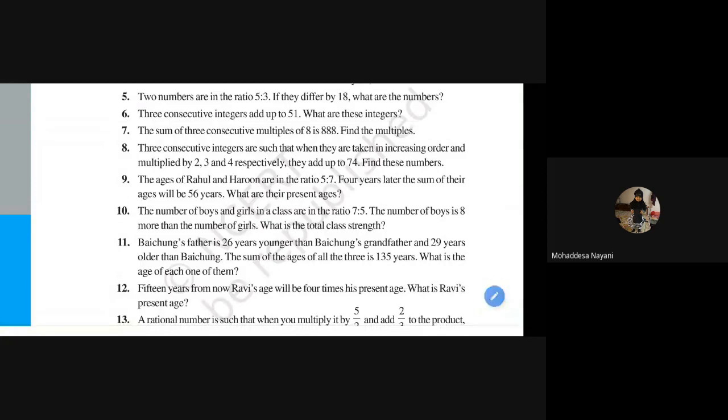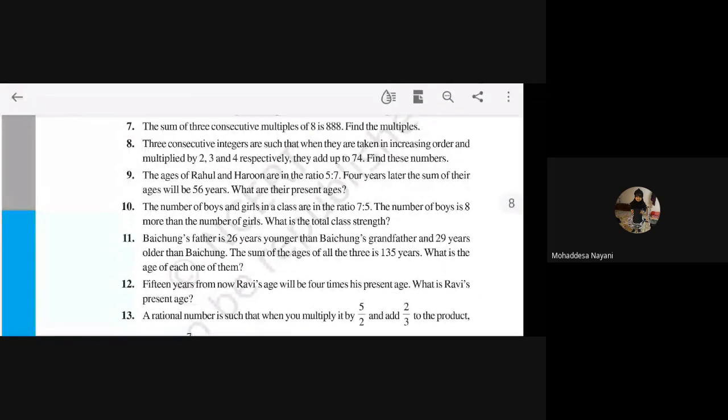Now you can see question number 8. Three consecutive integers are such that when they are taken in increasing order and multiplied by 2, 3, and 4 respectively, they add up to 74. Find these numbers. Now we are dividing this whole statement into three parts. The first part is three consecutive integers, so we are supposing three consecutive integers on our board.